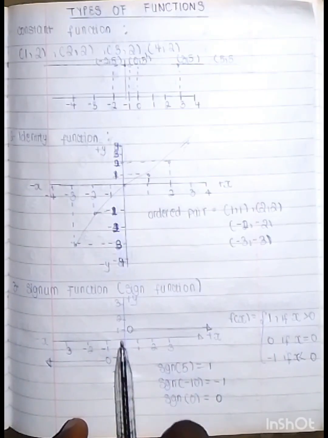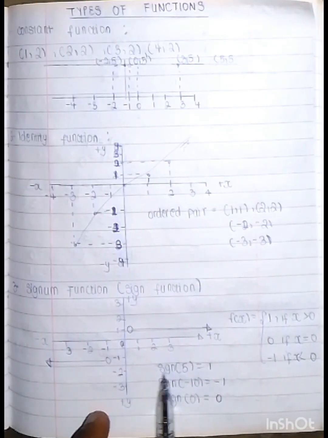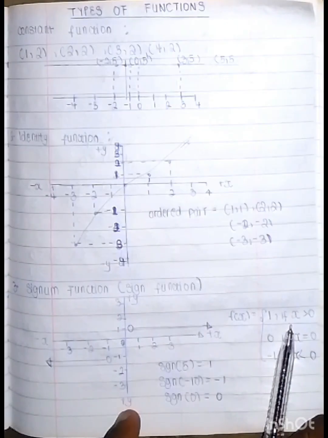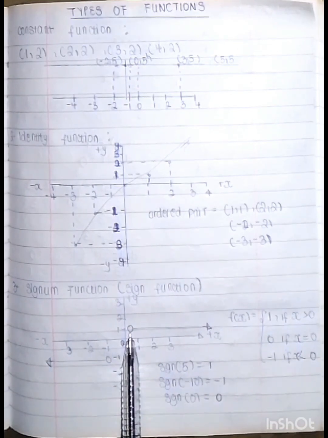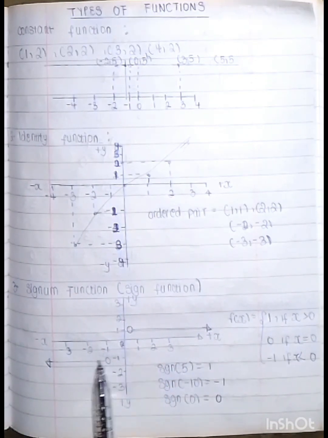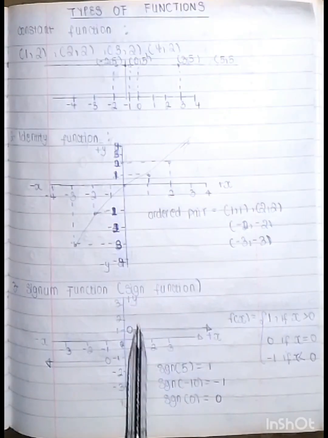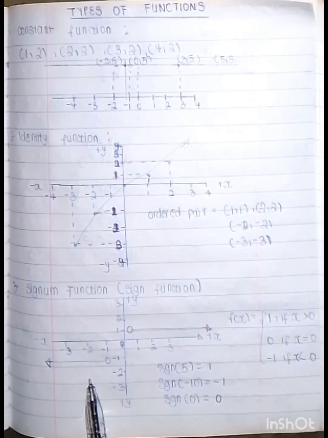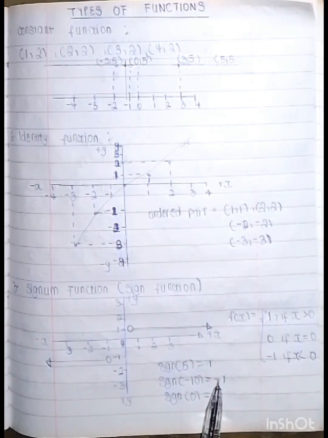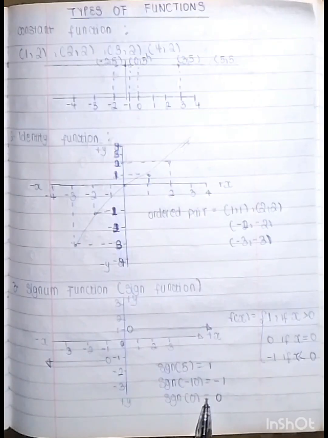Now let me explain what the signum function is. You can see here that it is 1 if x is greater than 0, 0 if x is equal to 0, or -1 if x is less than 0. You can see the graph. This is the graphical expression of a signum function, and this is the mathematical expression. It is simple to understand that signum of 5 is 1. The signum of -10 is not going to be -10, but it's going to be -1. The signum of 0 is 0.